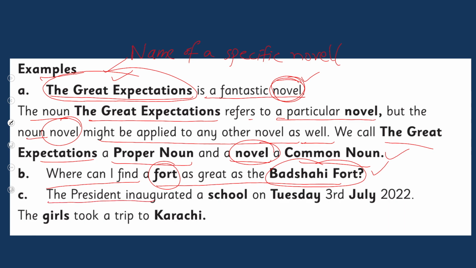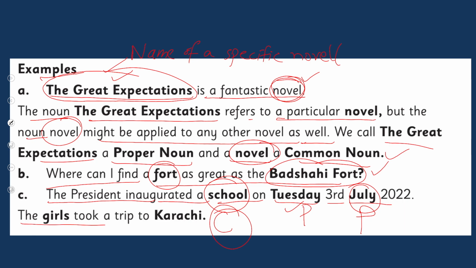The president inaugurated a school on Tuesday, 3rd July 2022. Now, schools are common. There are a lot of schools. So, Tuesday is a proper noun, a noun which is the name of a day of the week. July is the name of the month. It is very specific. So, this is a proper noun. But school is a common noun.